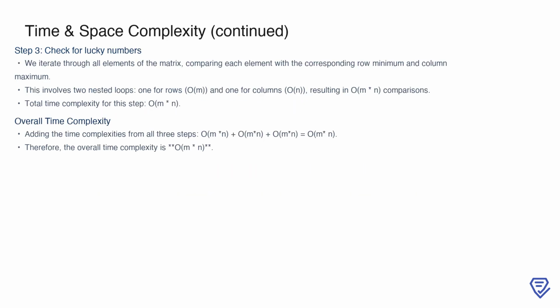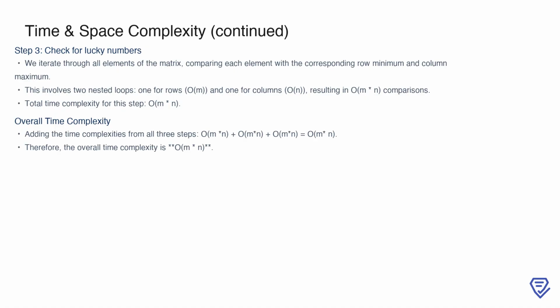The third and final step is to check for lucky numbers. Here, we iterate through all the elements of the matrix and compare each one against the corresponding row minimum and column maximum. This involves 2 nested loops, one iterating through the rows and the other through the columns. The inner comparisons require O(1) time, so together, the nested loops perform m*n comparisons. This step therefore has a time complexity of m*n.